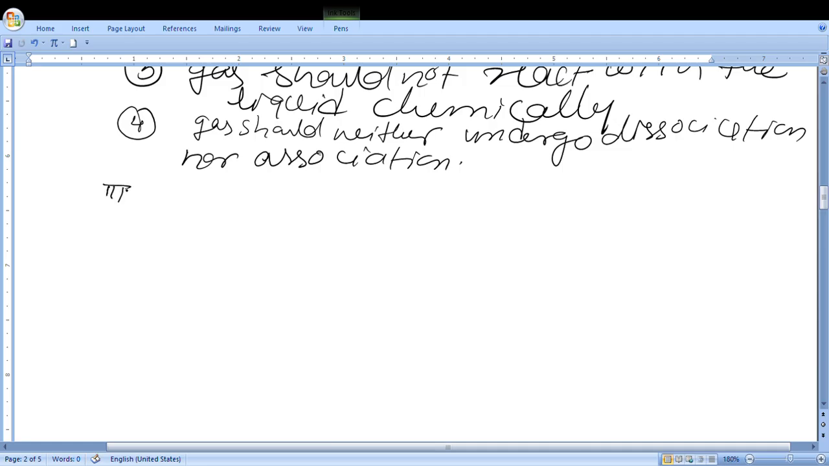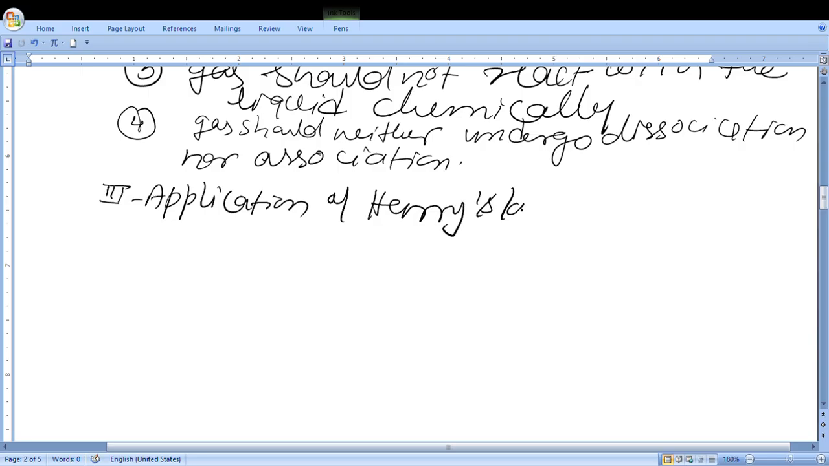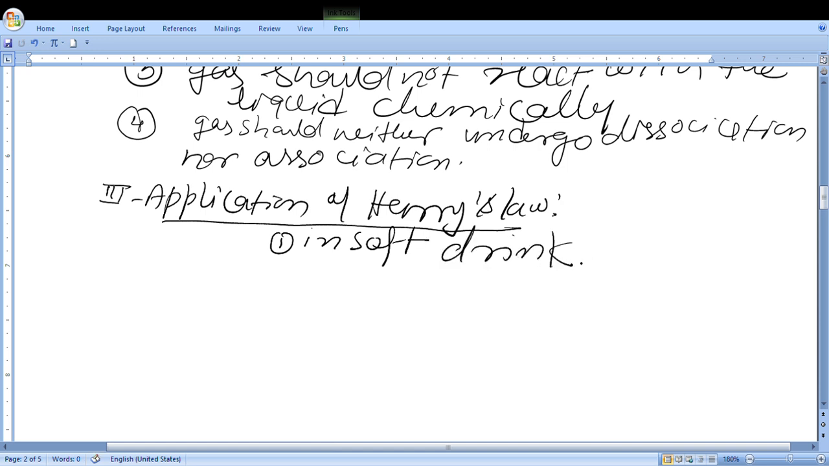Next will be the applications of Henry's law. Where is it applicable? Number one, in soft drinks. Soft drinks are prepared based on Henry's law, because under pressure carbon dioxide gas is dissolved into the liquid.